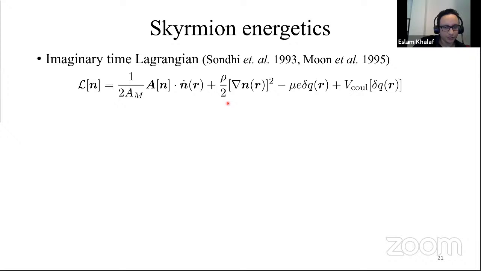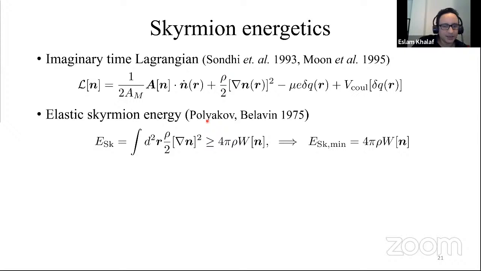And in a seminal work by Polyakov and Belavin in the 70s, they have shown that actually this elastic energy is bounded from below by the winding number of the skyrmion. And they have constructed certain skyrmion textures that actually saturate this bound. So there is a skyrmion of minimum energy whose energy is 4 pi times the spin stiffness times the winding number. So if we take the skyrmion that has the smallest charge, which has winding number 1, we can measure their energy, just 4 pi rho.